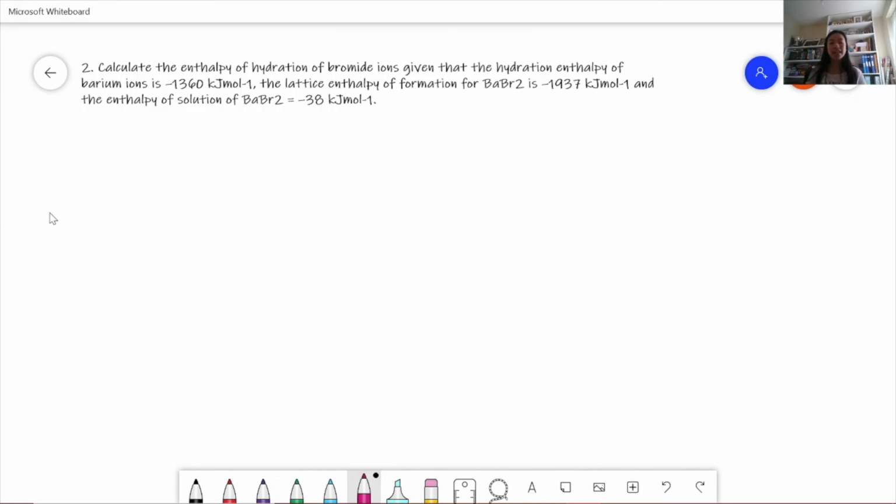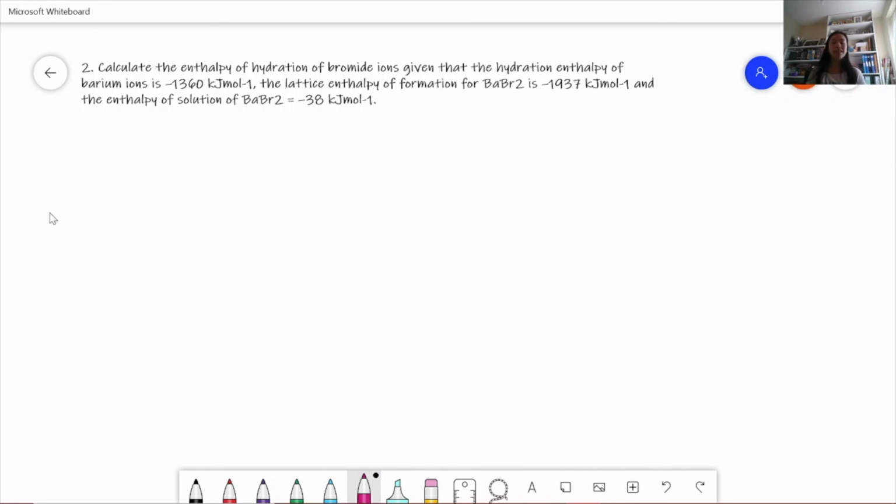So we're going to be calculating the enthalpy of hydration of bromide ions, given that the hydration enthalpy of barium ions is minus 1360, the lattice enthalpy of formation for barium bromide is minus 1937, and the enthalpy of solution of barium bromide is minus 38. So I first start off with the ions, but in their gas state. What we know about this is this should be the cycle that we form with the lattice enthalpy of formation, the hydration enthalpies, and the enthalpy of solution.